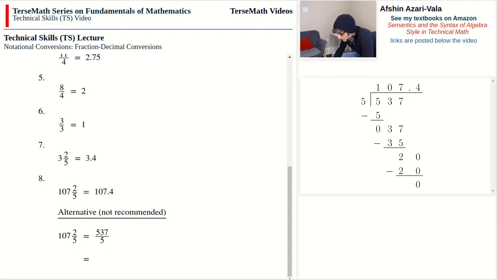And there you have it. Okay, so we end up with the same value, 107.4.